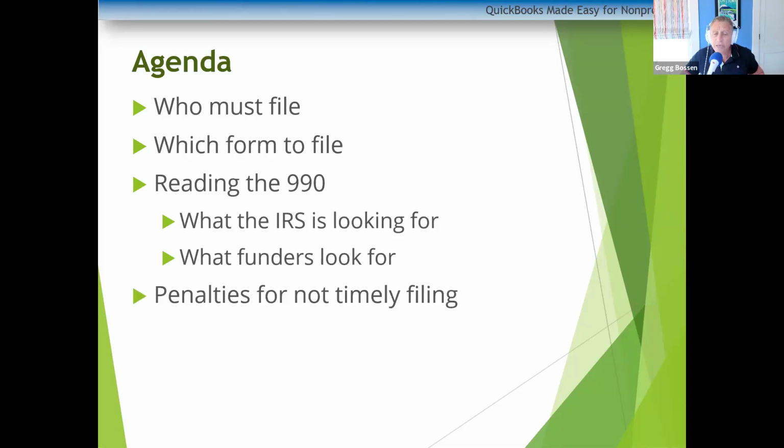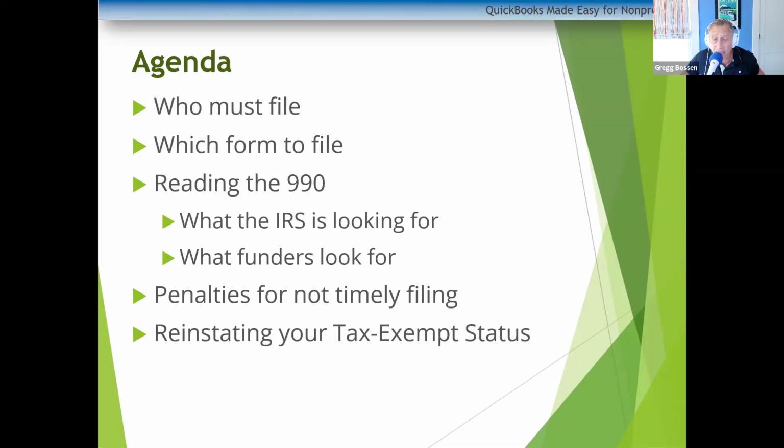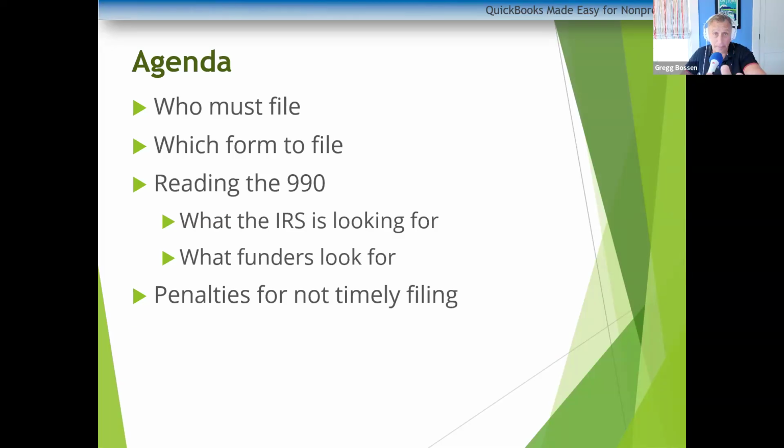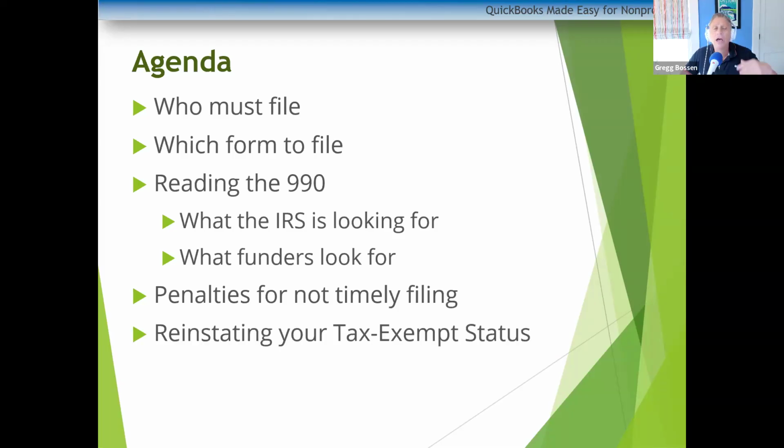All right. After we get you comfortable with reading the 990 and what funders look for, we're going to look at penalties for not filing timely. Also, how to get out of a penalty. Has anyone ever had a penalty for not filing, or filing late? Yeah, so we're going to show you how to get out of that. And then, if God forbid your tax exempt status was revoked, we're going to show you how to get it reinstated. And then we'll go over where to get more info.